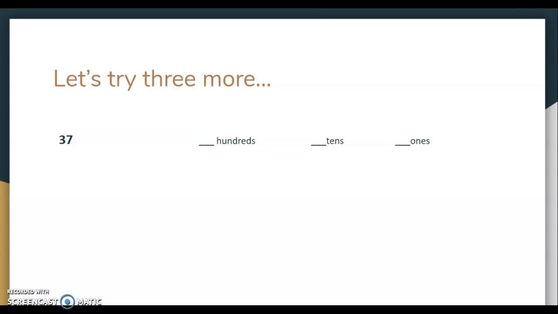Alright, that one was a little bit tricky. Let's see if you got it right. There are 0 hundreds, 3 tens, and 7 ones in the number 37. Okay, so this is not a 3-digit number. This is only a 2-digit number, which means there's only 2 place values in the number. There are no hundreds in the number 37. Alright, let's try the next one. 274. How many hundreds, how many tens, and how many ones are in that number?